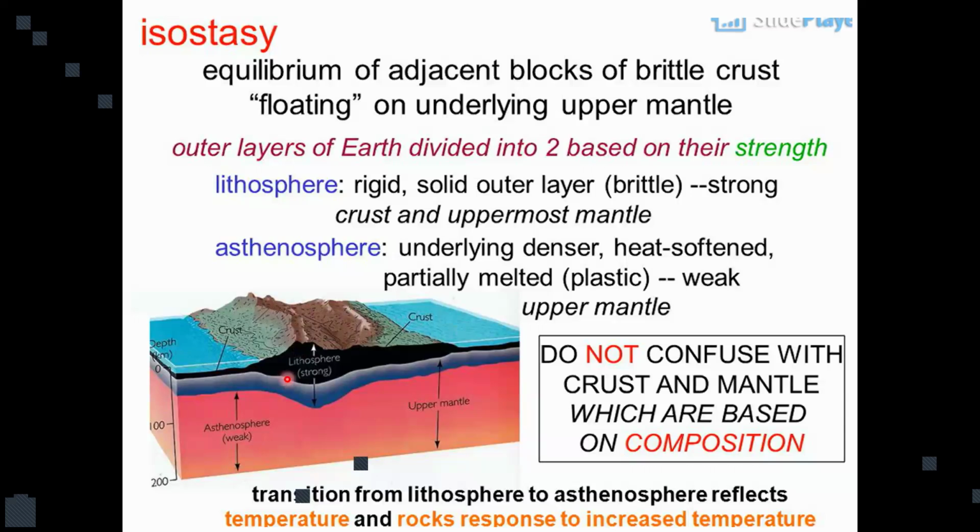For it to be balanced, to be in equilibrium, it is now sitting deep into the asthenosphere. So it is the lithosphere now, which we say is a rigid, solid outer layer, brittle, strong crust and the uppermost mantle. Asthenosphere is the underlying denser, heat-softened, partially melted material. So this lithosphere is now floating on the asthenosphere. You can see this part where there is no mountain, the base did not dip into the asthenosphere. The part that has a mountain, for it to be balanced, has roots that go deep into the molten asthenosphere so that it can attain equilibrium.